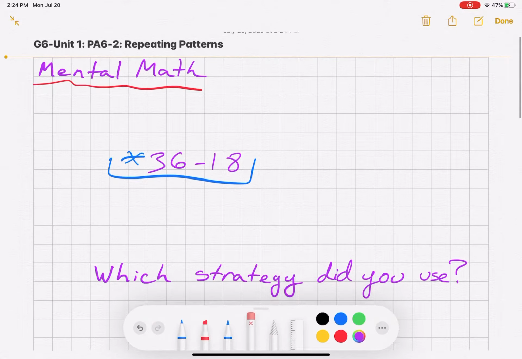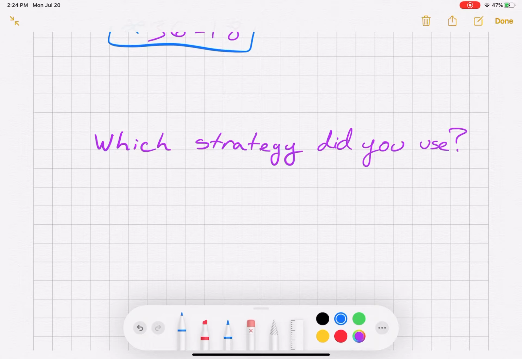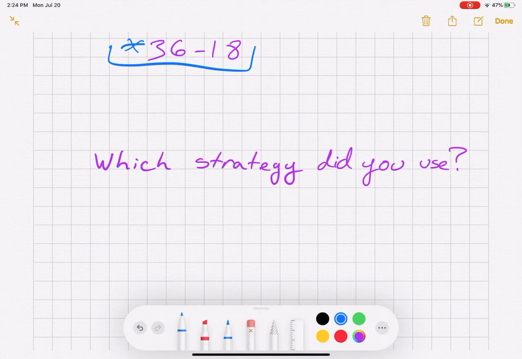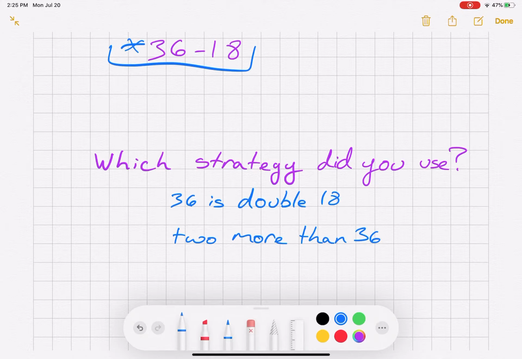So pause the video. All right, so if I have 36 minus 18, one of the first things that I notice is 36 is actually double 18. So I know the answer there is 18. As well, if I use 2 more than 36, I can minus 20. So I can change this and say 38 minus 20 would equal 18, because 20 is an easier number to use.